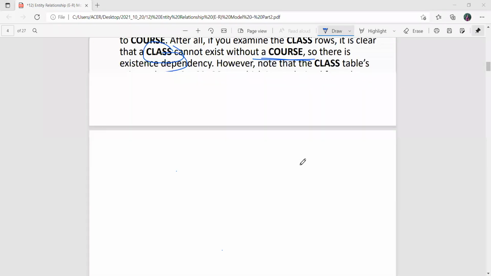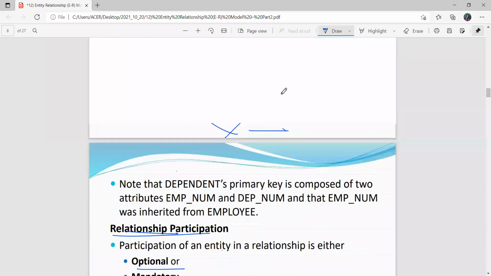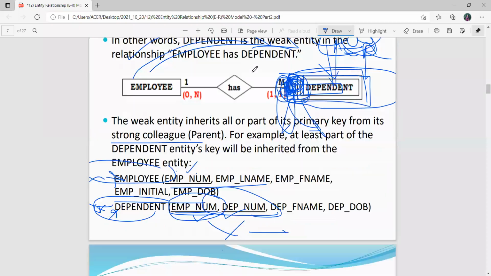Before that, in the weak entity, this circle does not belong to the weak entity. I am explaining it in upcoming lectures. So this double rectangle shape is used to denote the weak entity. This circle means optional or mandatory participation in a relationship. This circle belongs to that. Only the double rectangle is used to denote the weak entity.